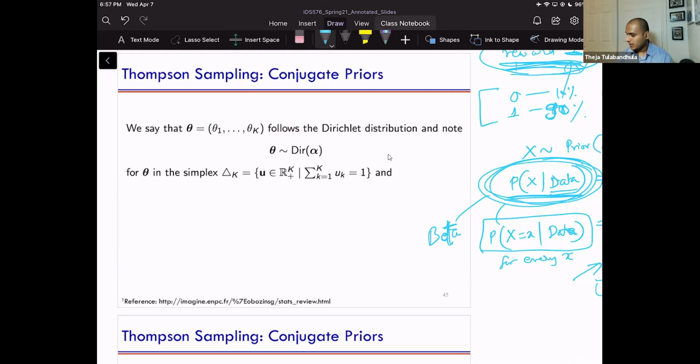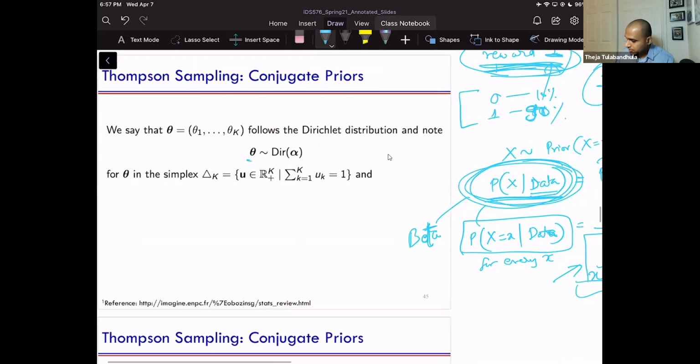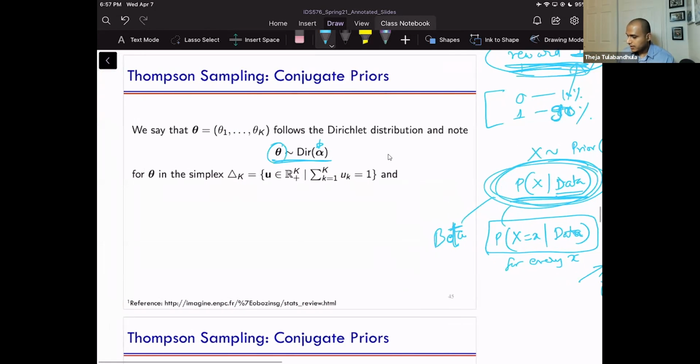Okay, so let's talk about conjugacy in a more general context, because beta and Bernoulli we already know a little bit. So the Dirichlet distribution, if you remember, is parameterized by some parameter vector, and it produces an output, and the output belongs to a simplex, in the sense that the output, whether it's 3 dimensions or 10 dimensions, sums to 1 and they're all positive. Okay, that means they're a distribution, right? Remember, we did this for LDA.